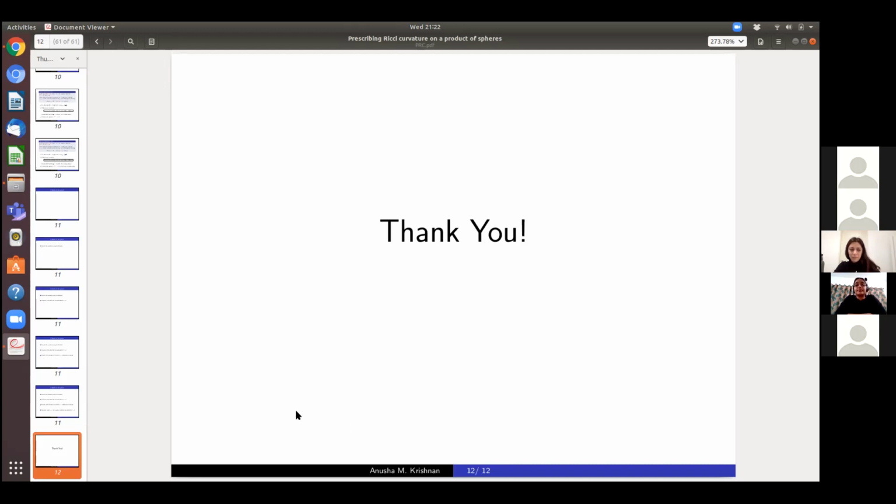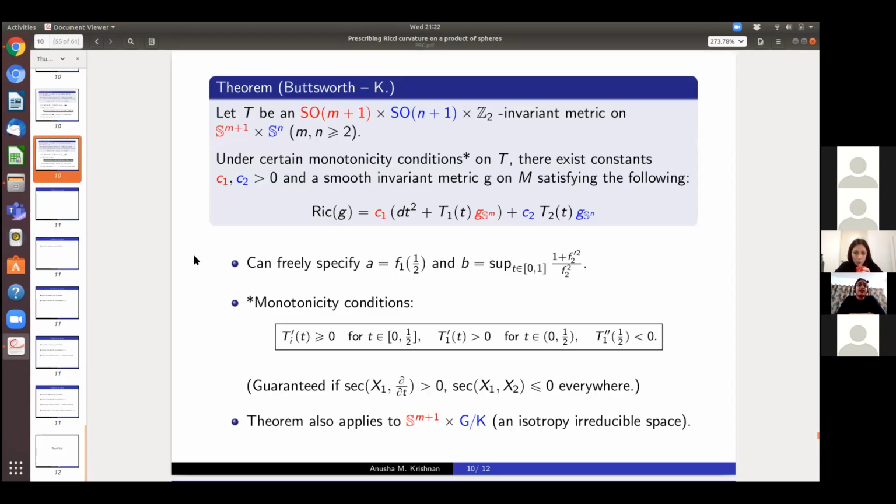So, can you say something about uniqueness of the solution from your approach? Well, no, right now we can't. All we can say is that we can freely specify these two quantities. So we have a 2-parameter family of solutions in that sense. But that would be a very interesting question for further study, including what these constants C1 and C2 signify geometrically. Right now we do not know.